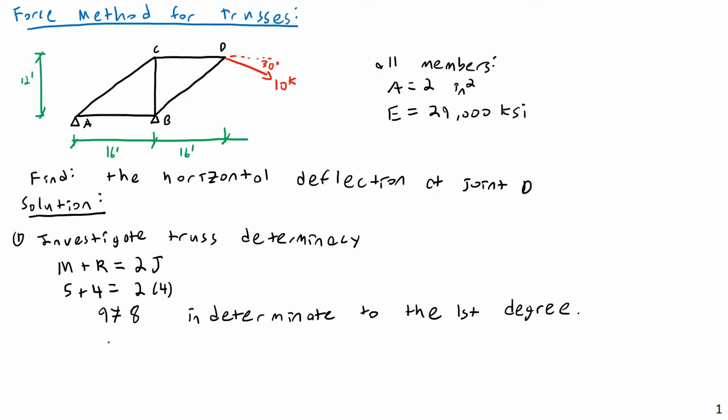So in turn, I need to choose one redundant force. Because I've worked with many trusses that are simply supported with just a pin on the left and a roller on the right, I think I'm going to pick BX as my redundant, although of course we really could choose any of them. So I'm going to pick BX as my redundant reaction, and this is going to be the force method.